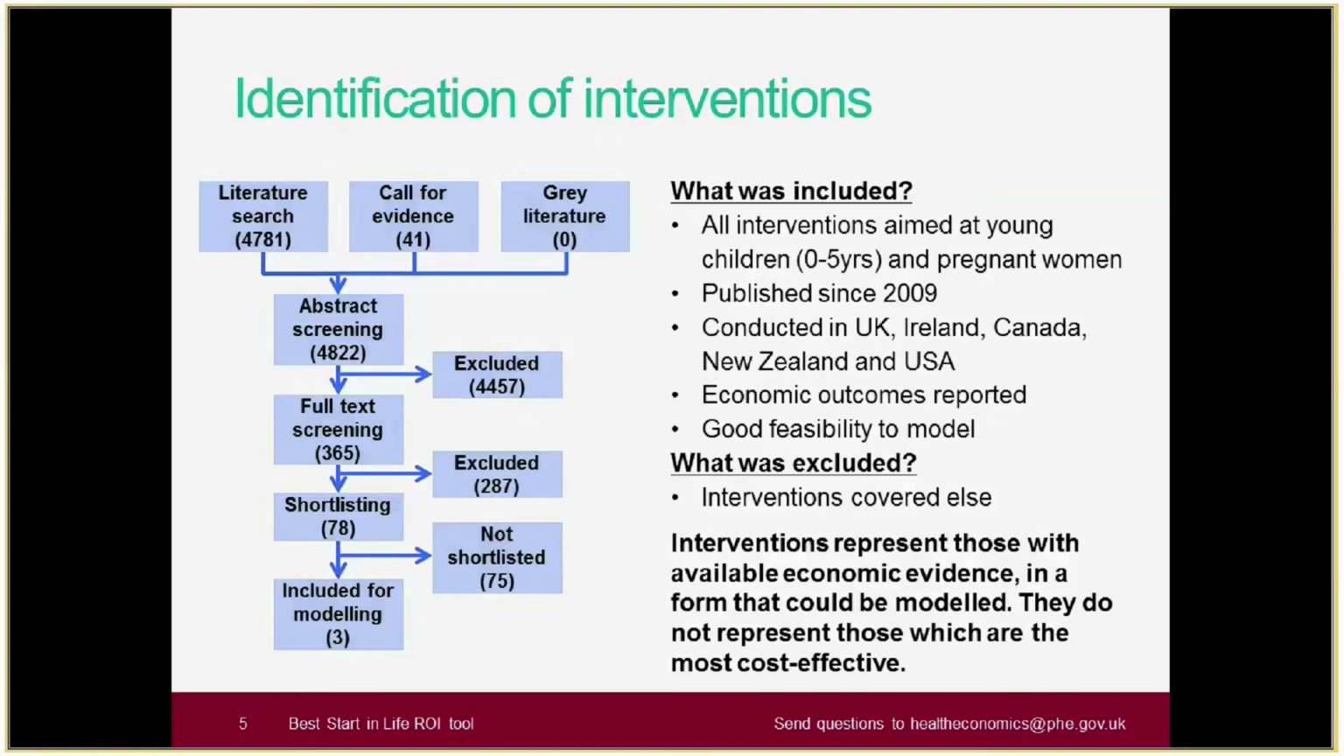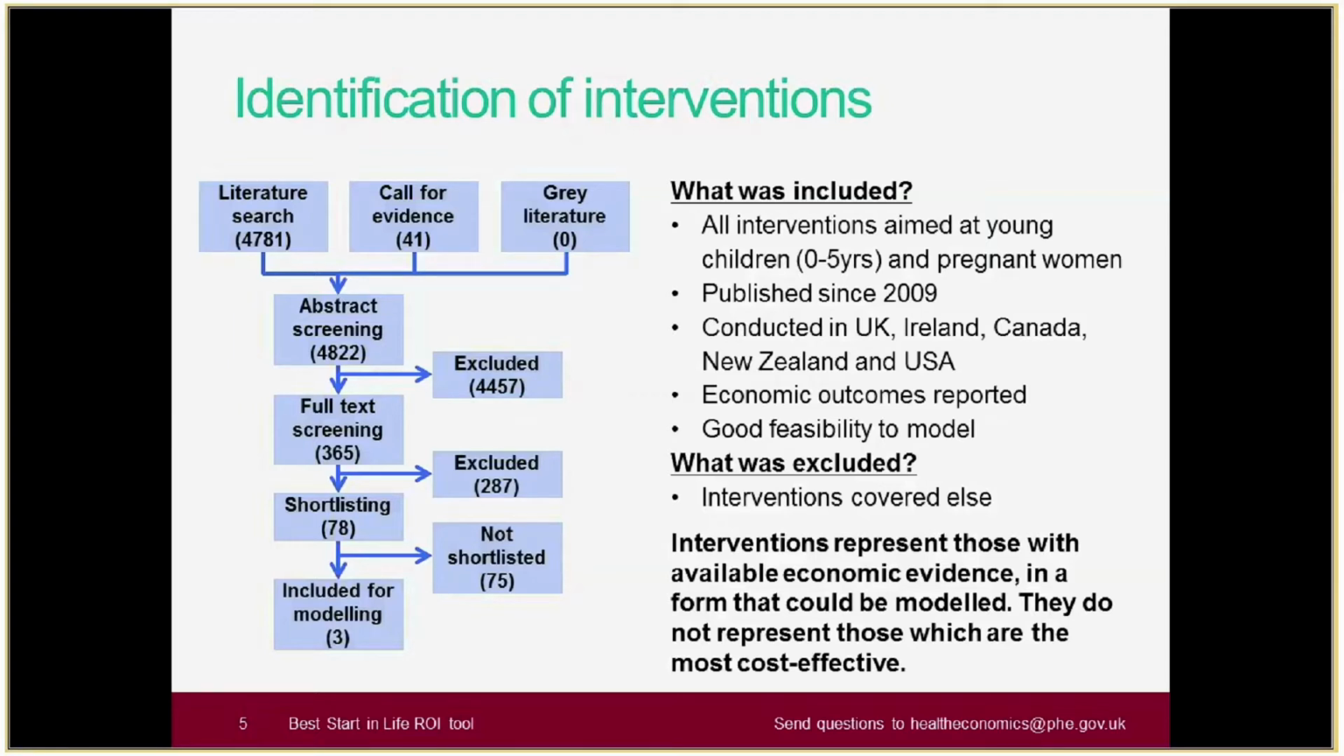In terms of what was excluded, the main exclusion criterion to draw your attention to is that we excluded things that were covered elsewhere, so covered in our other ROI tools, in particular the oral health tool. And there are a couple of other ROI tools, the Children and Young People's tool and the Social Emotional Wellbeing tool, that covered interventions aimed at children. So we didn't want to duplicate those results.